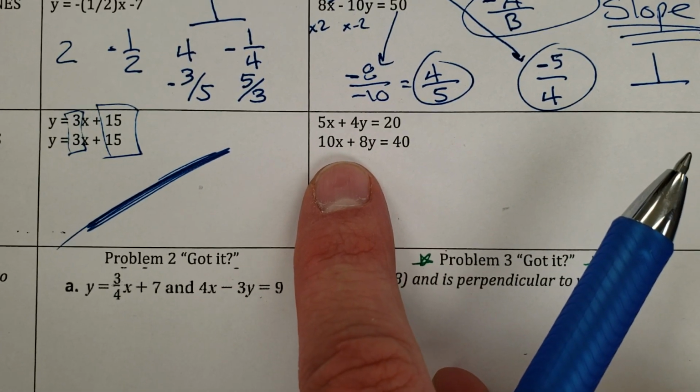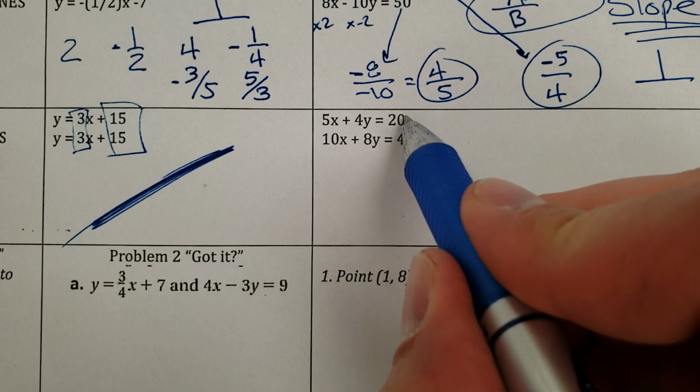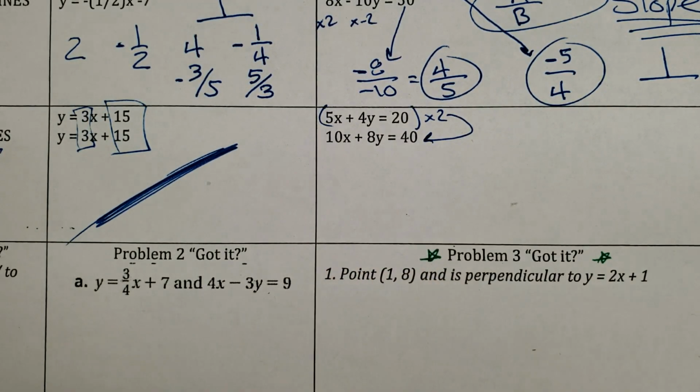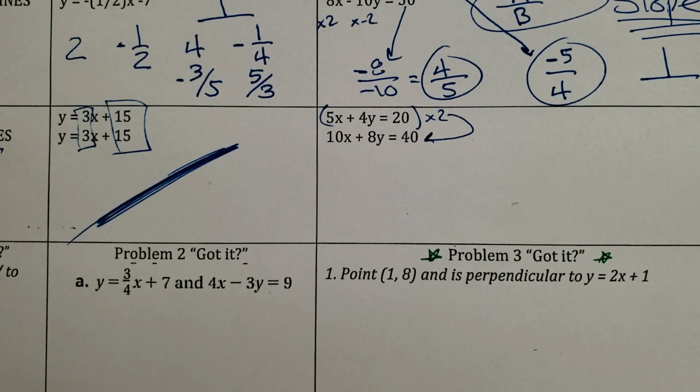in standard form. Okay, if you notice, basically this is the same equation. If you took this top equation and you just doubled everything, it makes this one. That's the same equation, hiding in plain sight.